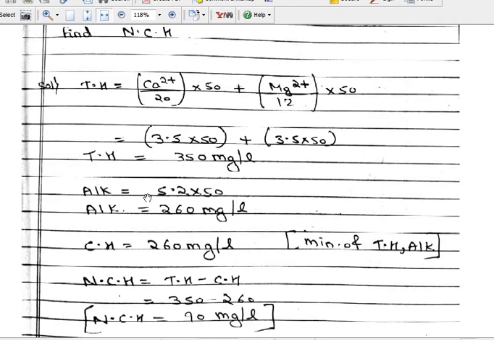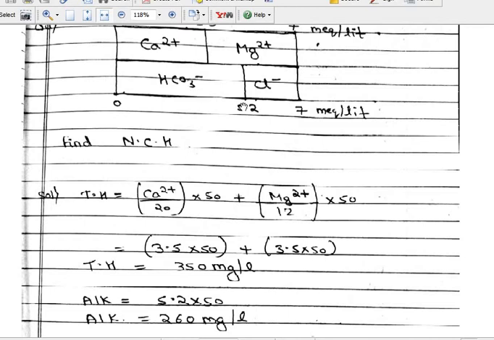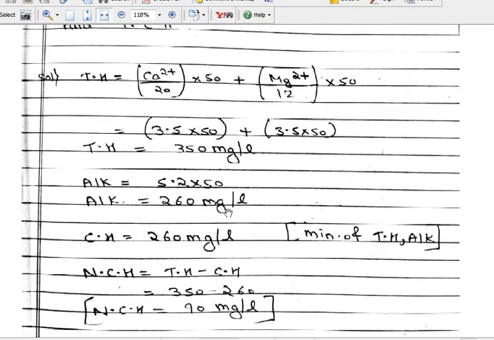Alkalinity is 5.2, the bicarbonate concentration in milliequivalent. So this milliequivalent 5.2 into 50 will come. So that is your 260 mg per liter. Carbonate hardness is the smaller of alkalinity and total hardness, so definitely it is 260 mg per liter. Non-carbonate hardness will be total hardness minus carbonate hardness, so it is 350 minus 260, which is 90 mg per liter. Okay, so simple thing.